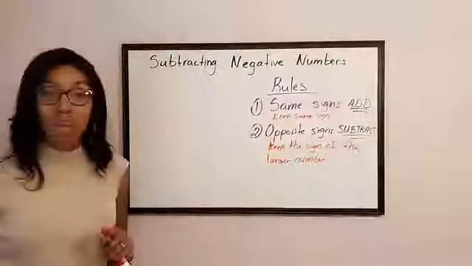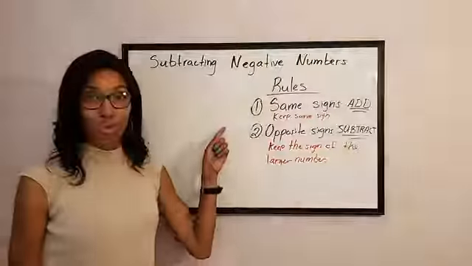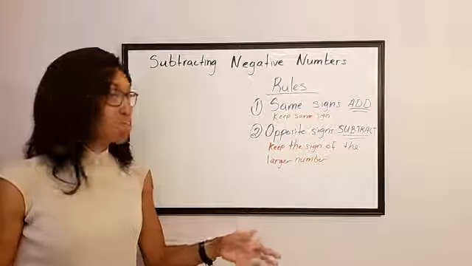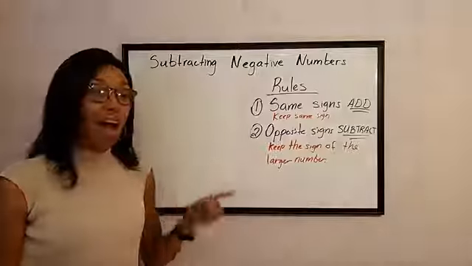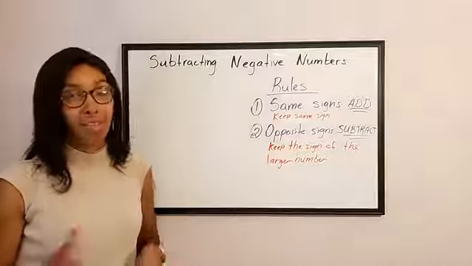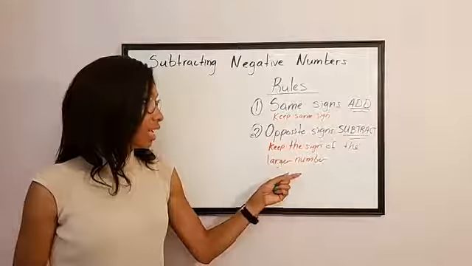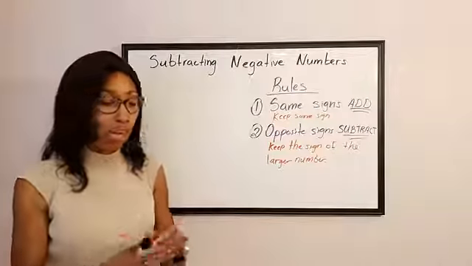The last video I made was about how to add negative numbers, and we had these two rules here. If you have the same signs, meaning they're both positive numbers, then you just add them together and keep the same sign. But if they're opposite signs, meaning one is negative and the other one is positive, you're going to actually subtract those numbers and then keep the sign of whatever number was bigger, ignoring the sign, okay?